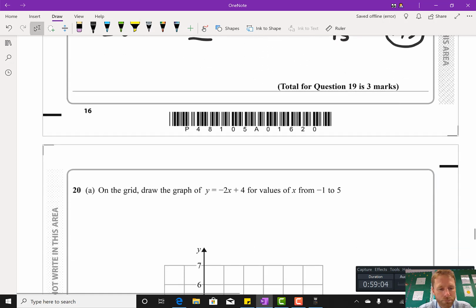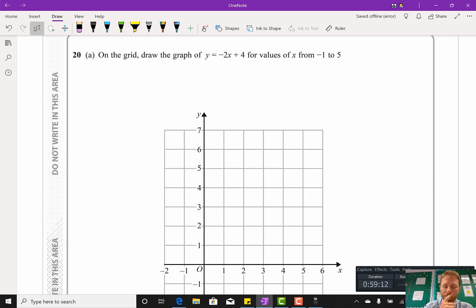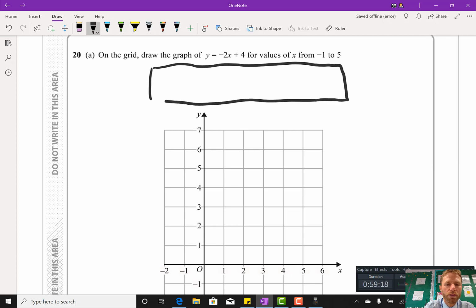Question 20. On a grid, draw the graph of y equals minus 2x plus 4 for values of x from -1 to 5. So we need a table of values, because this is going to give us our coordinates for our graph. So we're going to have x and y. This is hard when you're leaning on your elbow. And we need to go from -1 to 5.